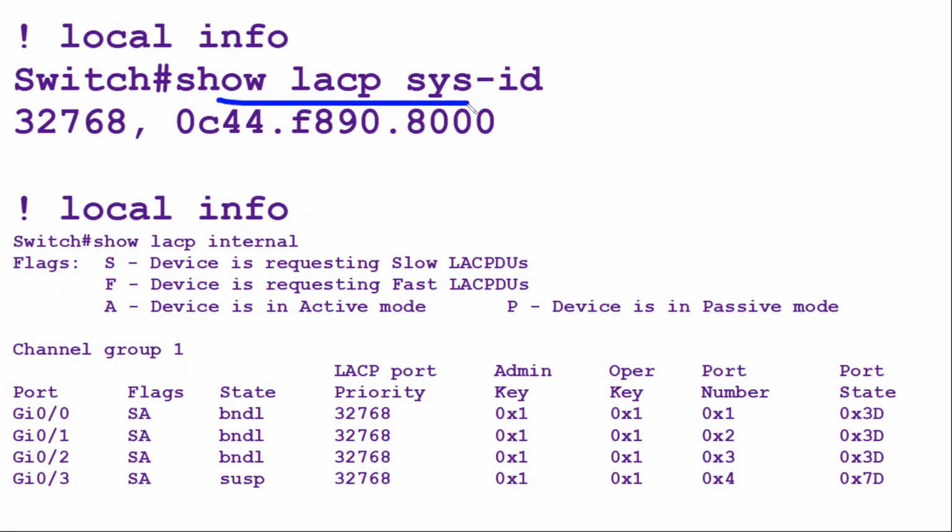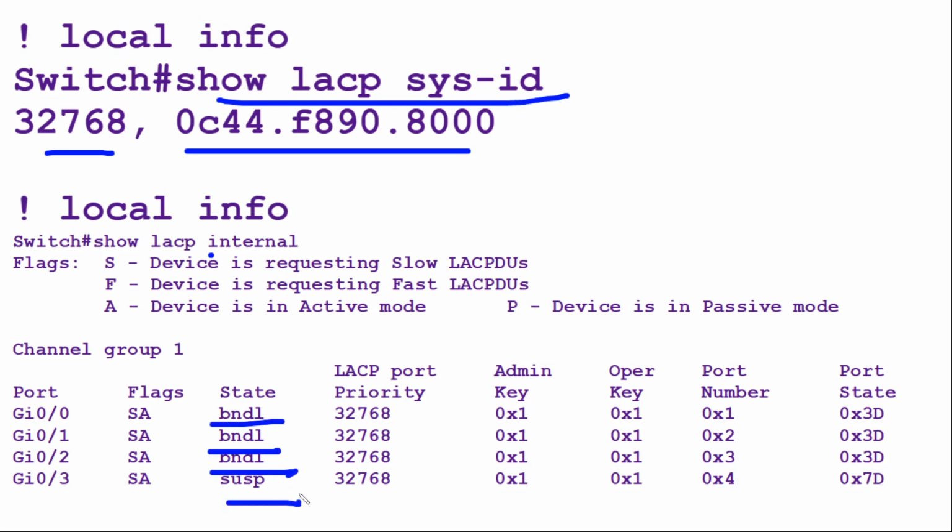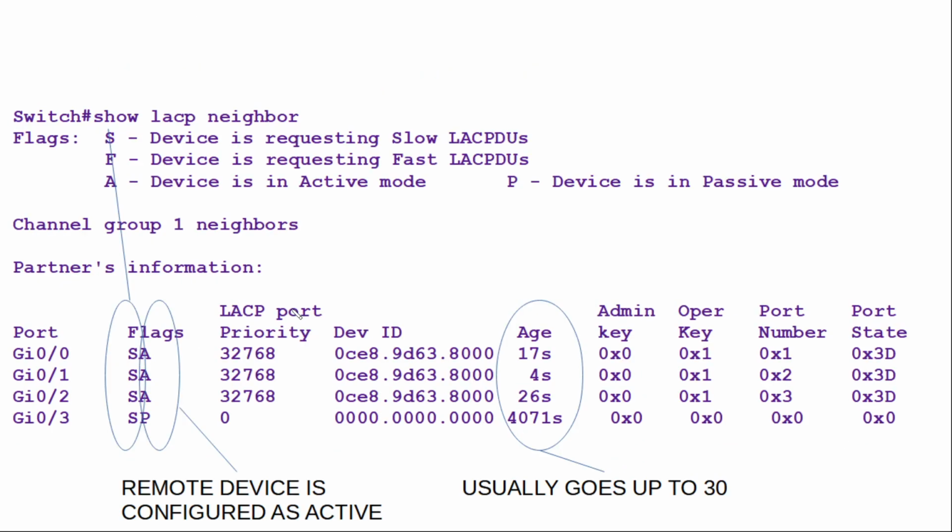You can use show LACP sysid to see your priority and your MAC address. You can see your local information with show LACP internal. In this case, your interfaces are bundled. Your interfaces and their priority are these. And you can see that this device is sending slow hellos and was configured as active. If you had configured this device as passive, you would see a capital P here.